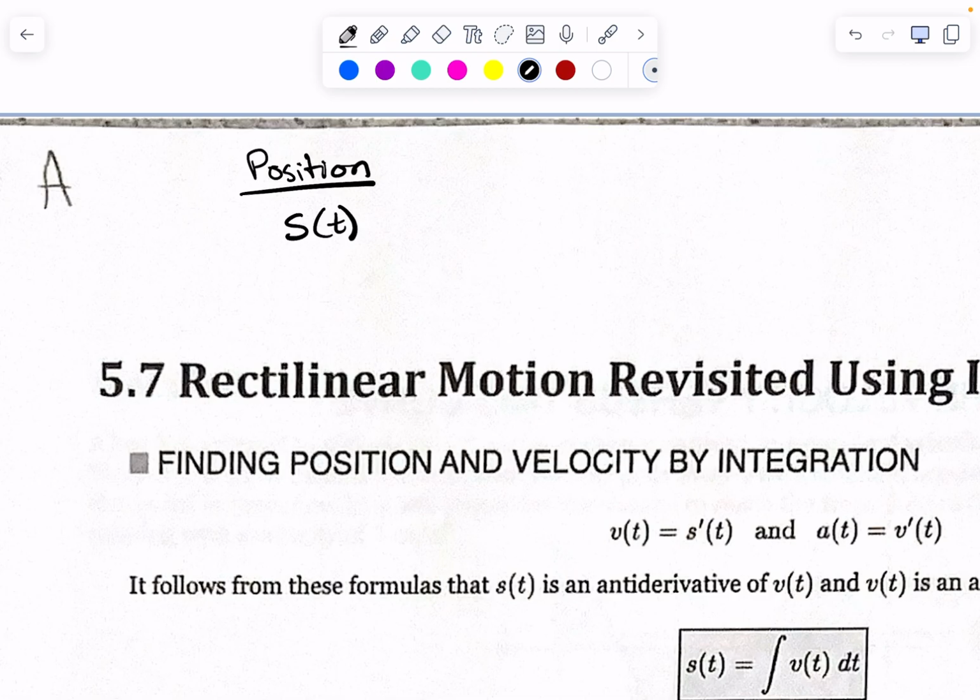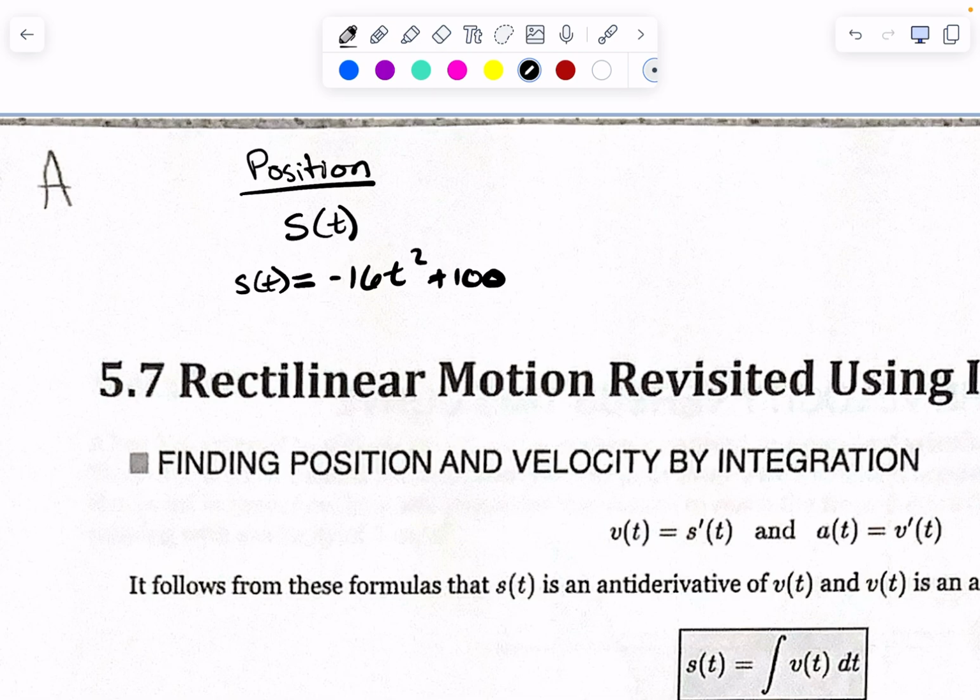Yes, S of t, like the position that something is at. So like falling off a cliff, you have a rock. S, not P. I don't know why they call it S. So like S of t equals negative 16 t squared plus 100. Let's say that that's the position function, right?